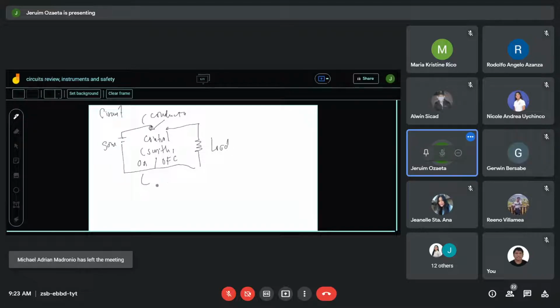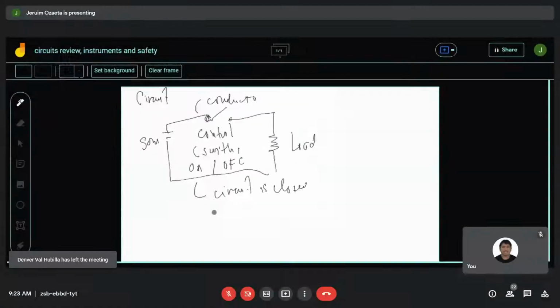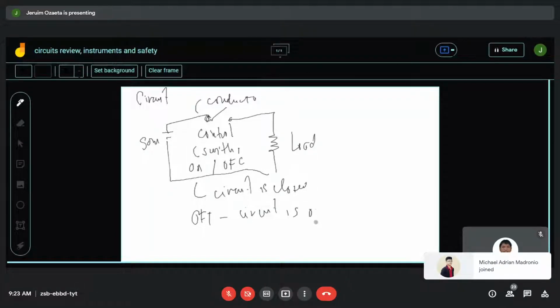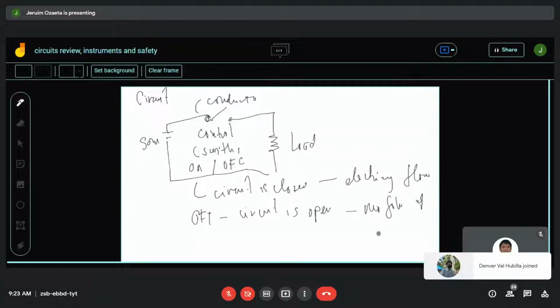An on circuit is closed. Off circuit is open. When circuit is closed, electricity flows. When circuit is open, no flow of current. Okay?